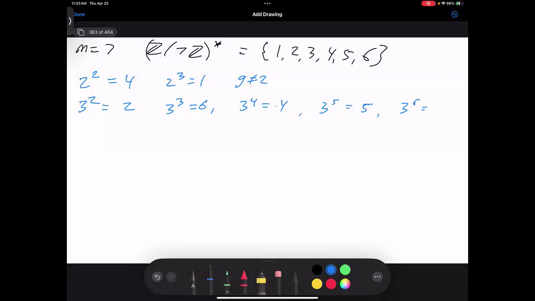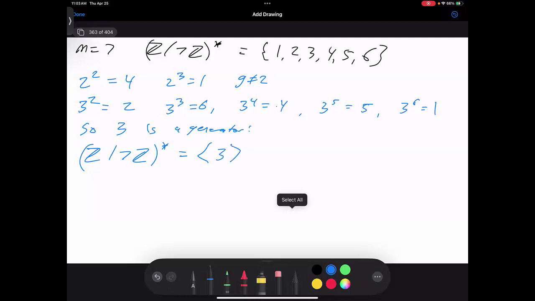6 times 6 is 36, which is going to be 1. And so 3 squared, 3. So I have found a generator. So 3 is a generator. And I can write Z mod 7Z star as generated by 3. And so it's 1, 3, 3 squared, dot dot dot, 3 to the 5th.